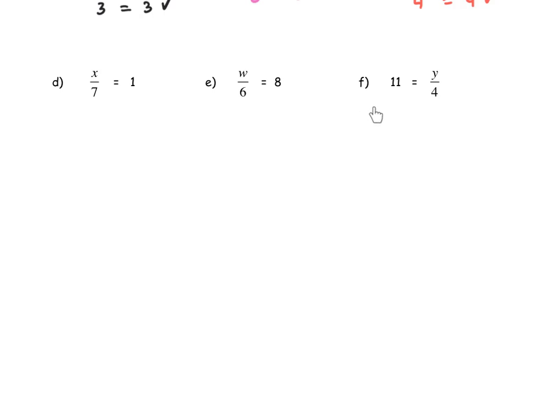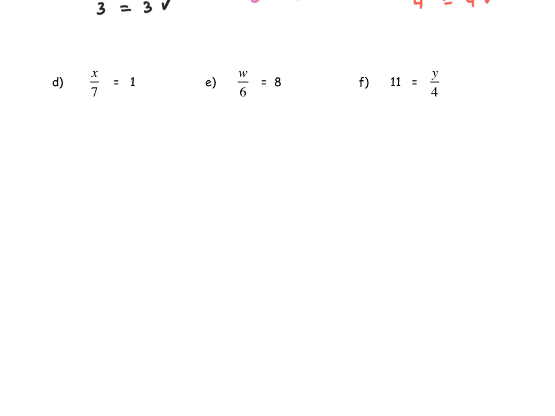Let's look at letter F. Letter F is written what we sometimes refer to as backward. I'm going to go ahead and solve it as is, but just so you know, we could rewrite it as y over 4. I'm just going to switch sides: y divided by 4 equals 11. So we can always switch the sides if we're uncomfortable with how it's written. But I also want to show you that we can solve it as is.